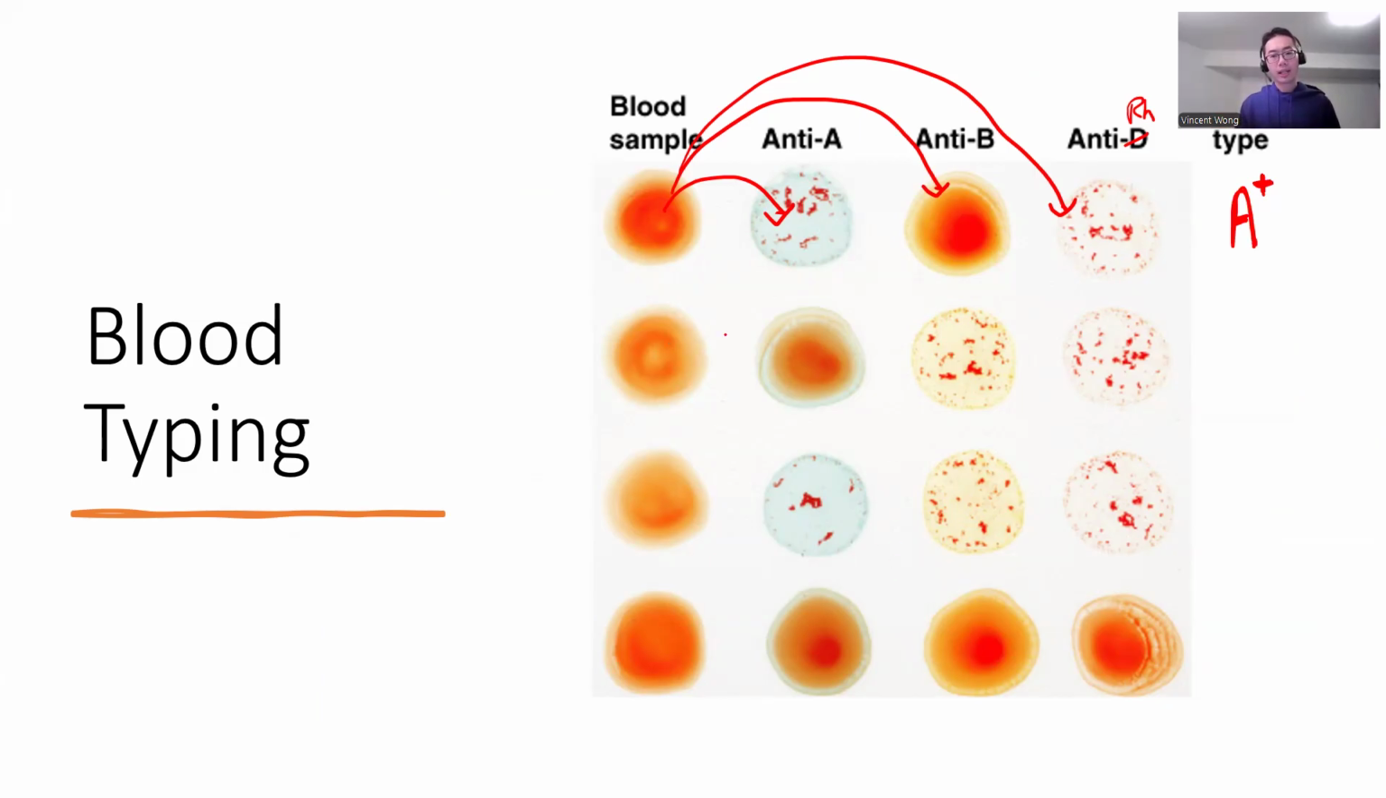All right, let's take a look at the next one. Antibodies are already in the wells. We're adding the blood to it. No reaction, no A. Reaction with antibody B, the person must have B antigens on them. And reaction with Rh as well. So positive. Please try the next two. If you have questions, please ask.